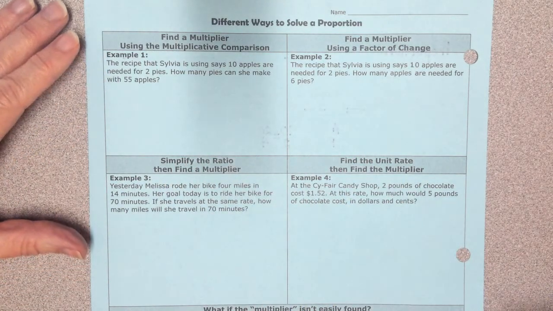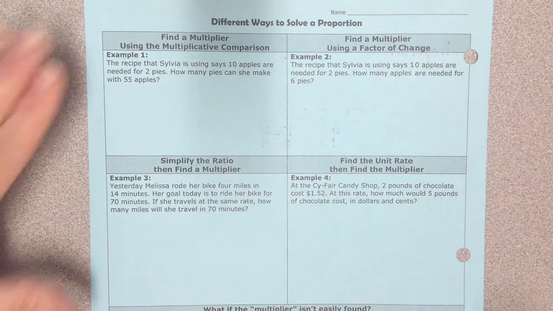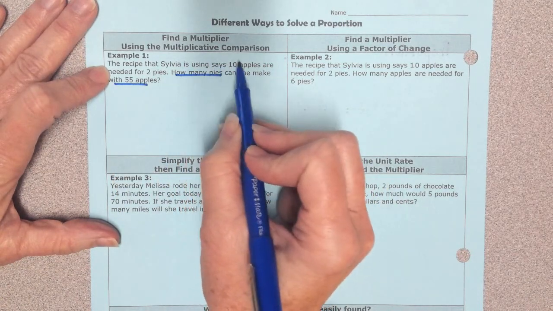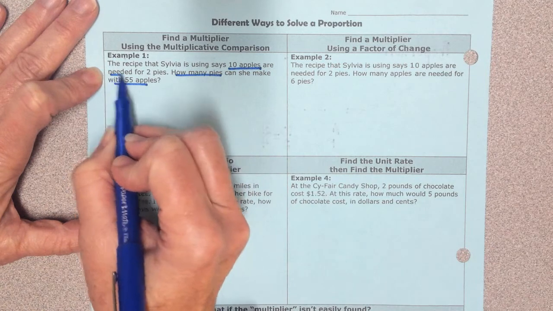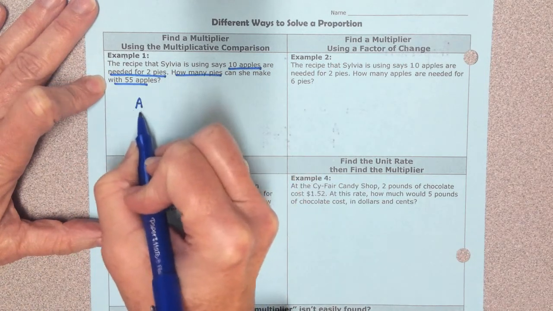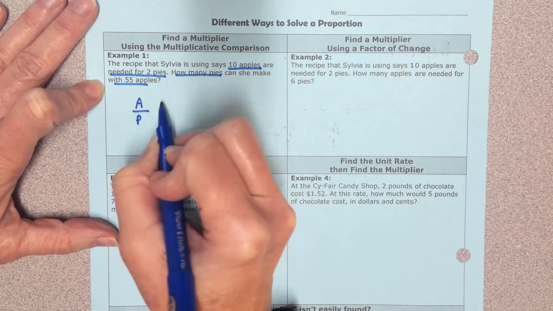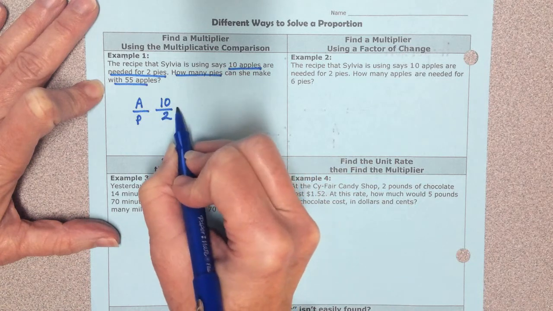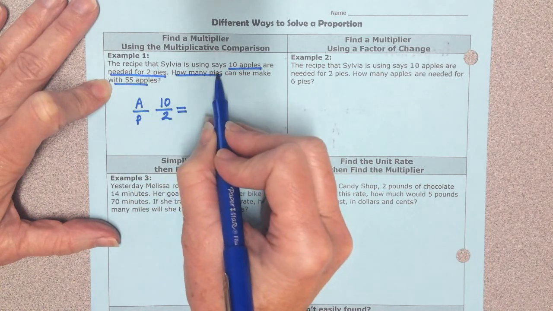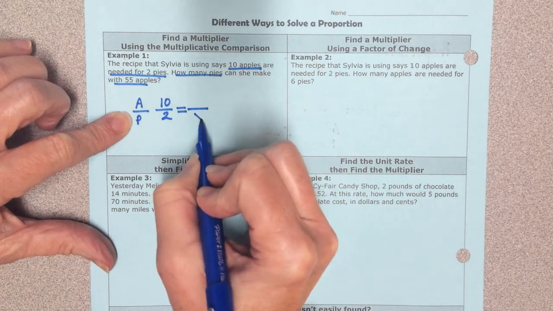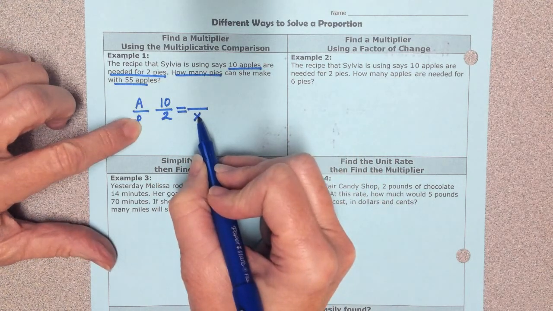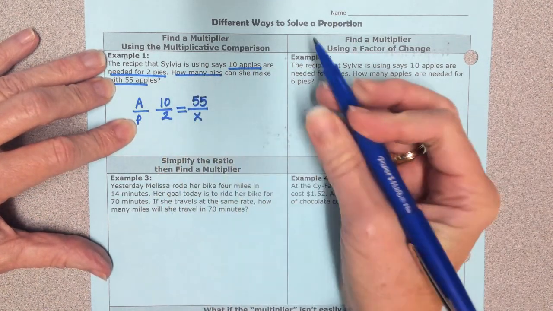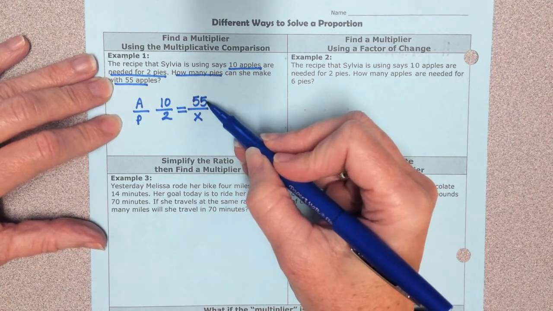So example 1, the recipe that Sylvia is using says 10 apples are needed for 2 pies. How many pies can she make with 55 apples? So let's take this first information. We've got 10 apples needed for 2 pies. So we're comparing apples to pies, and I know that I have 10 apples for 2 pies. What they give me in the beginning is the first part of my proportion. Do I know how many pies? No. So my x needs to go on the bottom because that's what I have to find out. 55 apples, so the apples have to go up here. So I have to figure out how many pies I can make with 55 apples.